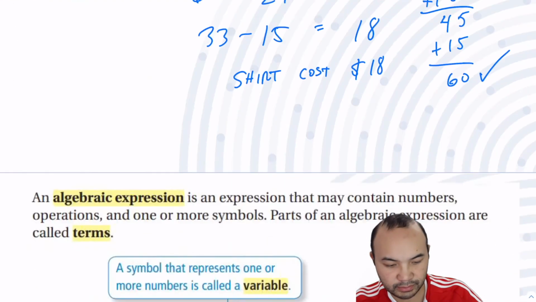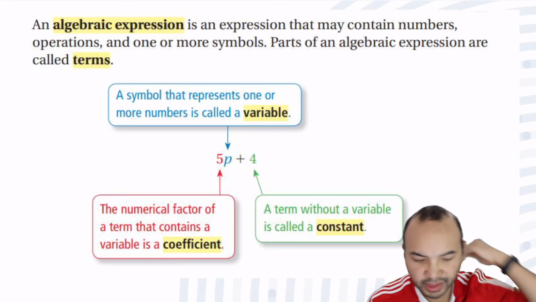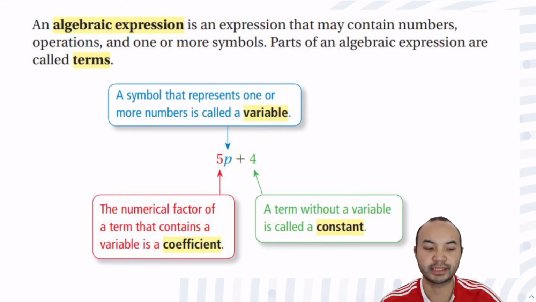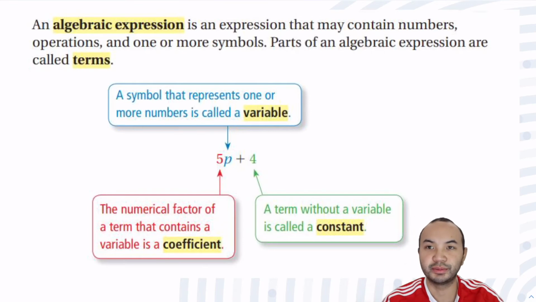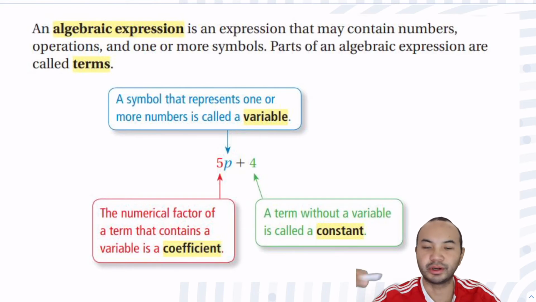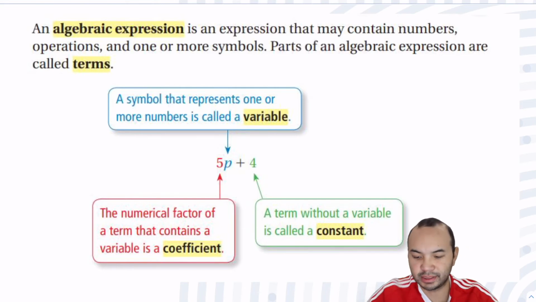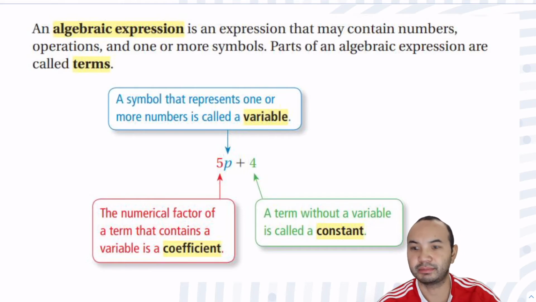Okay, so here are some definitions, as we were talking about before. An algebraic expression is an expression that may contain numbers, operations, and one or more symbols. Parts of an algebraic expression are called terms. So here are the important parts. The symbol that represents one or more numbers is called a variable, because it could be whatever. Any number possibly can be, like p here could equal 5 or 7 or 2.8.